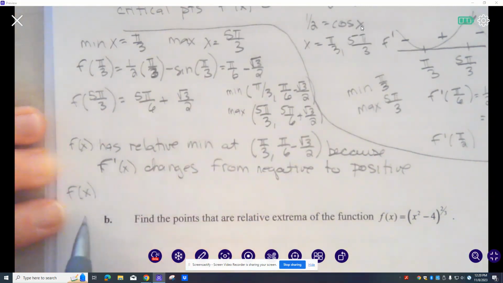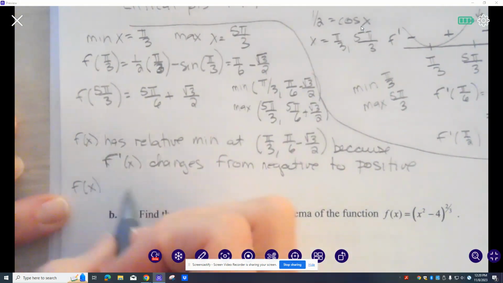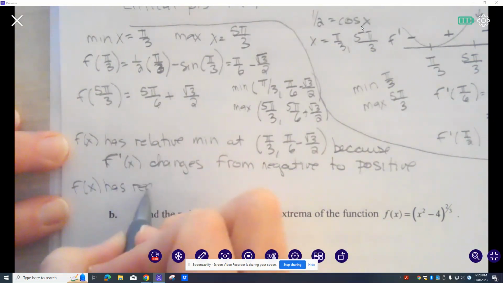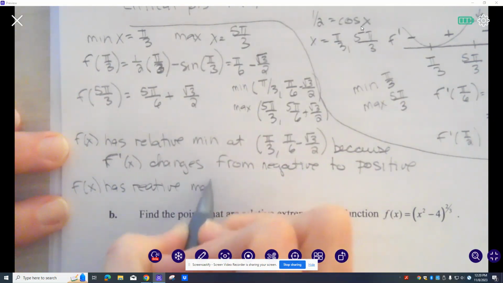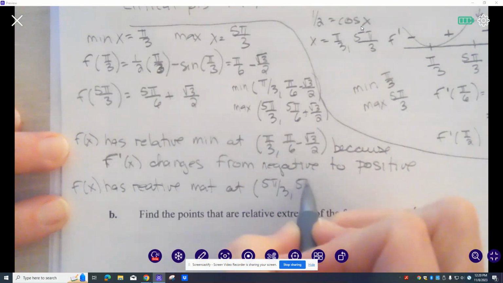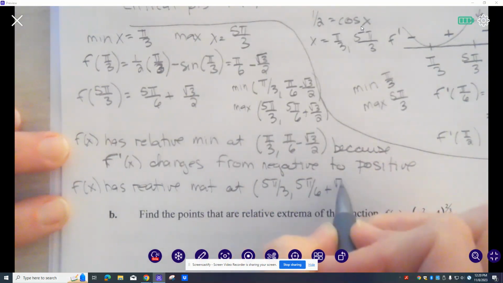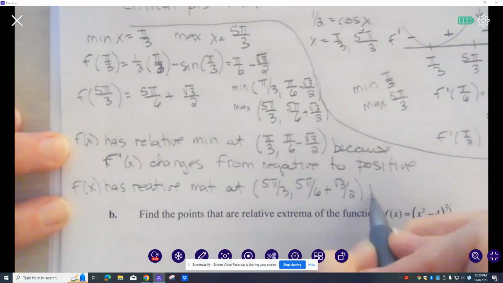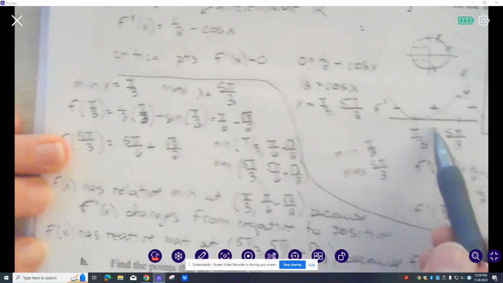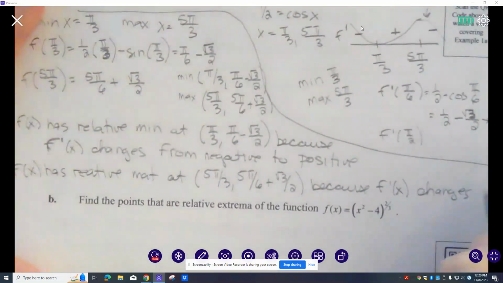F of x, and remember, you're talking about where the original function has a max or min, so make sure you say f of x has a relative max at the coordinate point 5 pi over 3, comma 5 pi over 6 plus square root of 3 over 2, because, or where, either one would be fine, f prime changes, so think up here, changes from positive to negative. If I can fit this in.